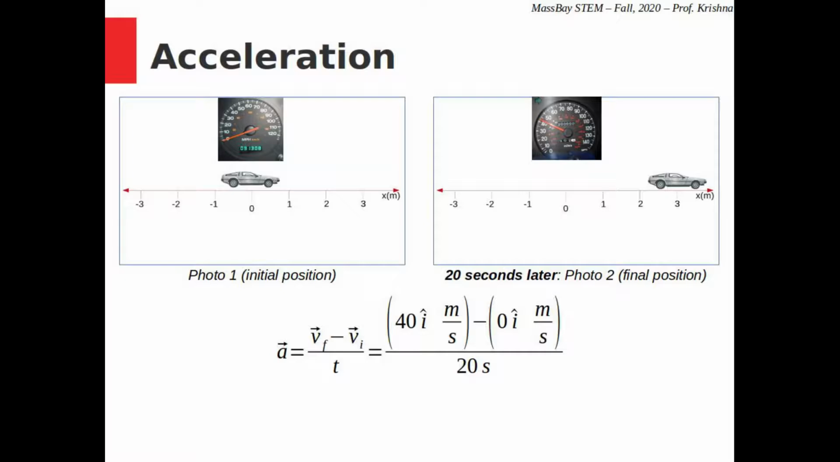If you start at 0 meters a second and you ease on the gas pedal, you might get to 40 i-hat meters per second in 20 seconds. Your acceleration would be 40 i-hat meters per second minus 0 i-hat meters per second, all divided by 20 seconds, which works out to 2 i-hat meters per second squared. As we can see, acceleration, just like displacement and velocity, is a vector. Its units are meters per second squared.